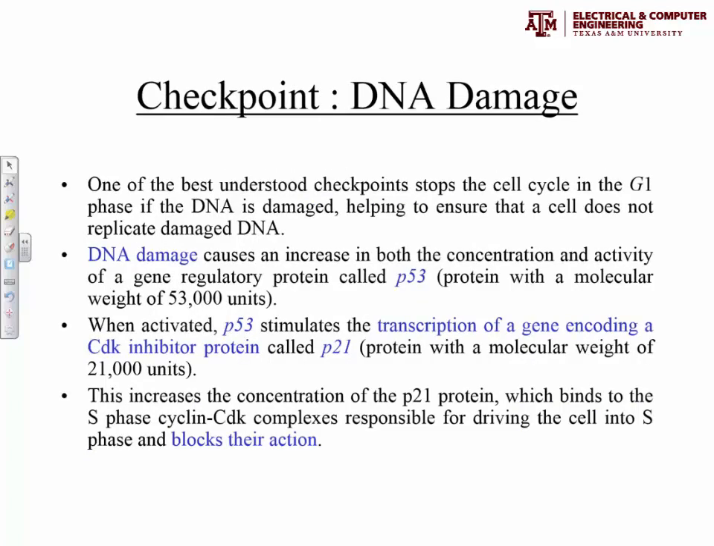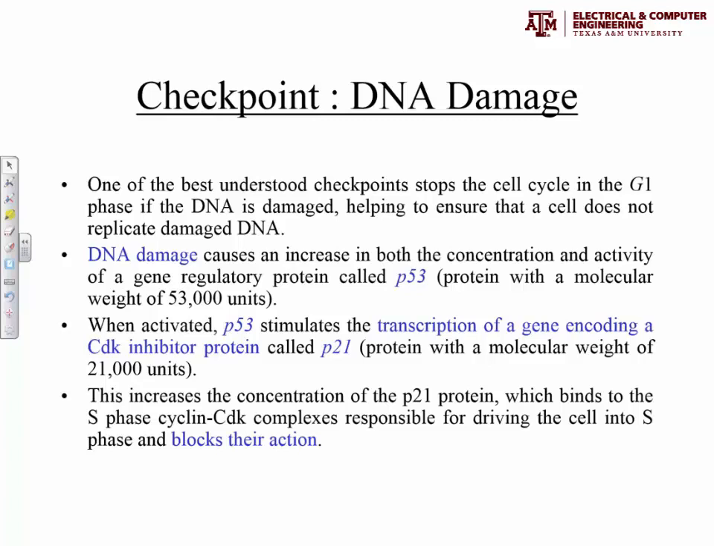Now, one of the best understood checkpoints stops the cell cycle in the G1 phase if the DNA is damaged, right? This makes sense because if the cell replicates damaged DNA, you're going to be propagating damaged DNA, right? So that needs to be repaired. So there is a molecular brake that does that. This helps to ensure that the cell does not replicate damaged DNA.